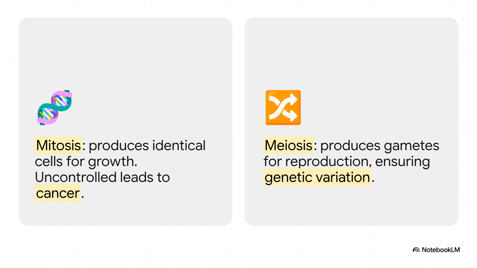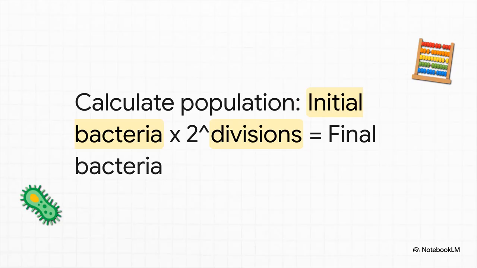Then we have meiosis. Meiosis doesn't want identical copies. Instead, it scrambles the genetic code to create unique reproductive cells, or gametes, which is what ensures genetic variation in the next generation. While human cells have these complex division cycles, bacteria keep things incredibly simple. They use a process called binary fission, which is literally just growing and splitting directly in two. And they can do this fast, like sometimes every 20 minutes fast.